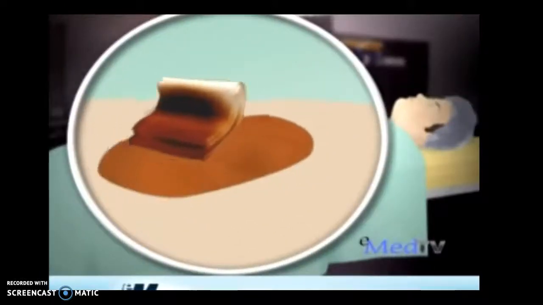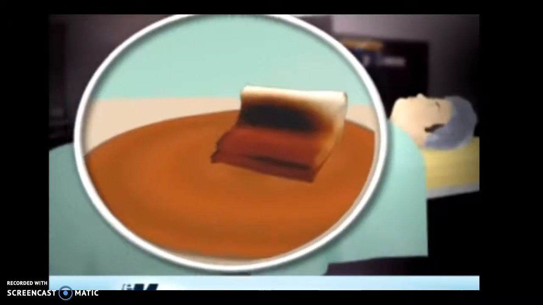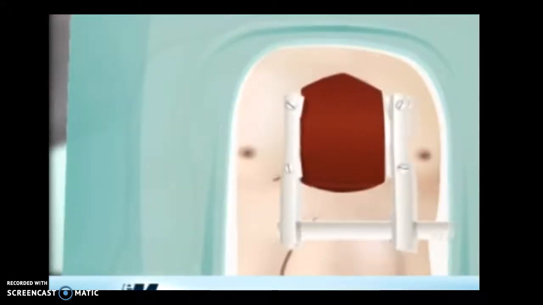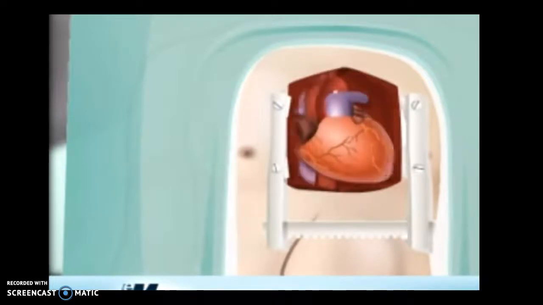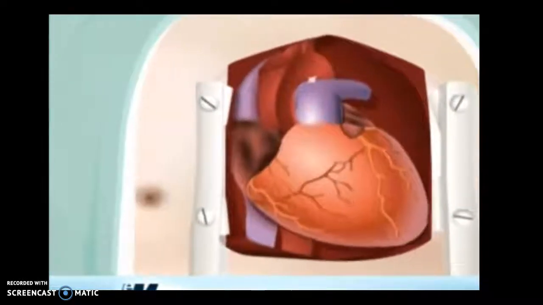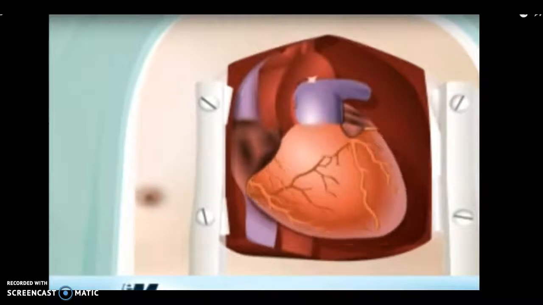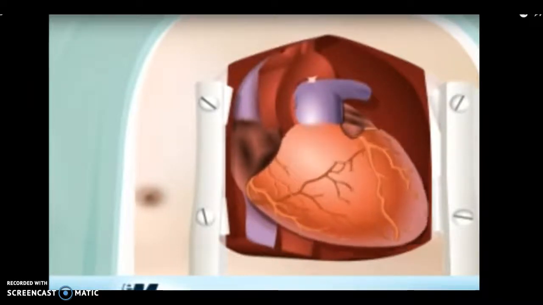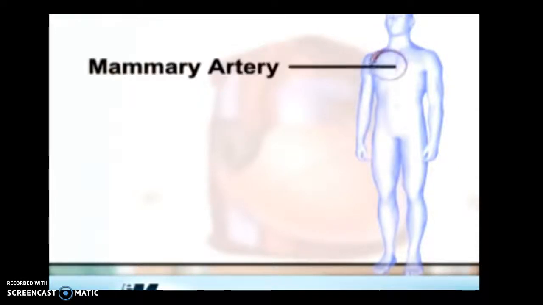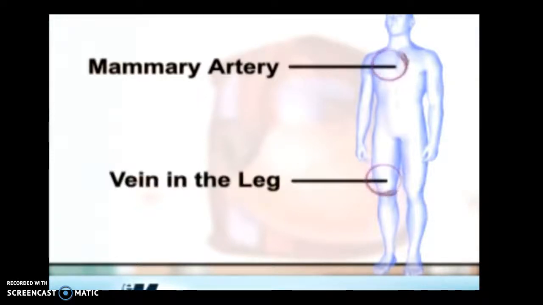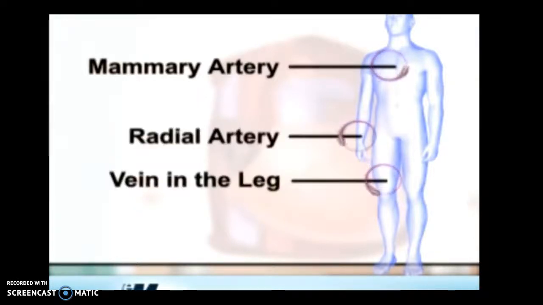The area will be scrubbed with a special disinfectant soap and may also be shaved. The surgeon will then make a 6 to 8 inch incision. The heart sac is carefully pulled back and the heart is examined. At this point, the doctor will remove the necessary graft vessels for the artery bypass. Most commonly, an artery from the chest called the mammary artery and/or a vein from the leg are used. However, an artery from the arm or wrist may also be used. Once this is done, the bypass procedure can continue.